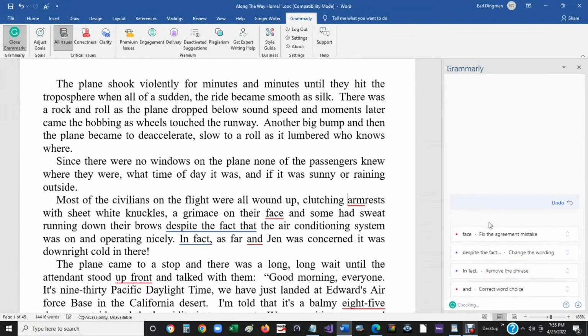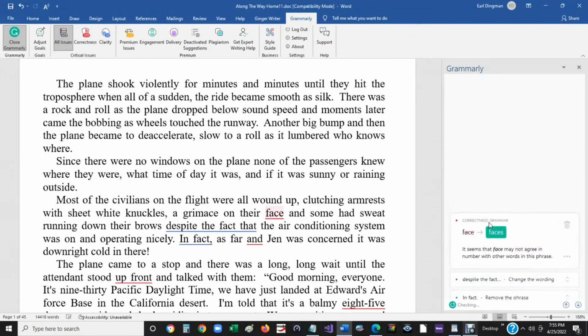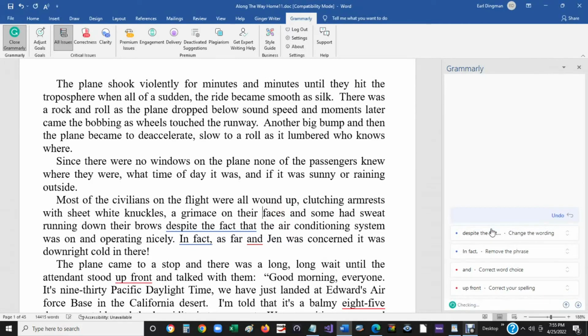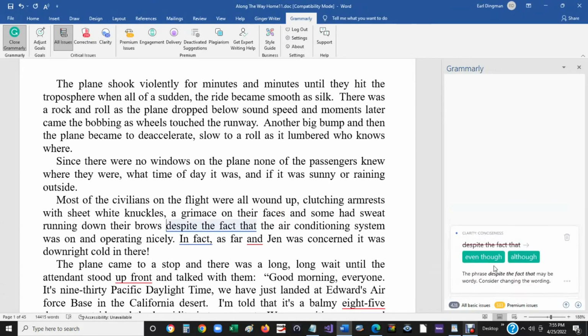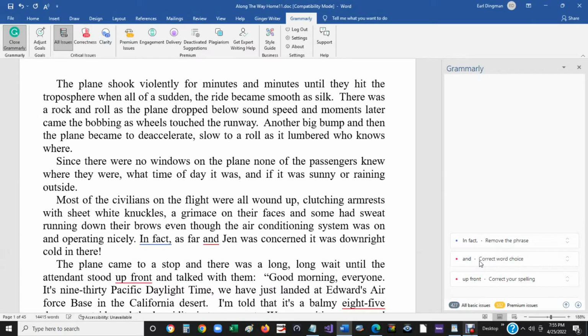Grimace on their faces. See, I did singular. Grammarly's telling me to do plural. Grammarly is right on this, despite the fact Grammarly doesn't like that phrase, even though I like that. Some had sweat running down their brow, even though the air conditioning system was on and operating nicely. In fact, it's going to tell us to remove that. As far as Jennifer was concerned, it's downright cold in there.